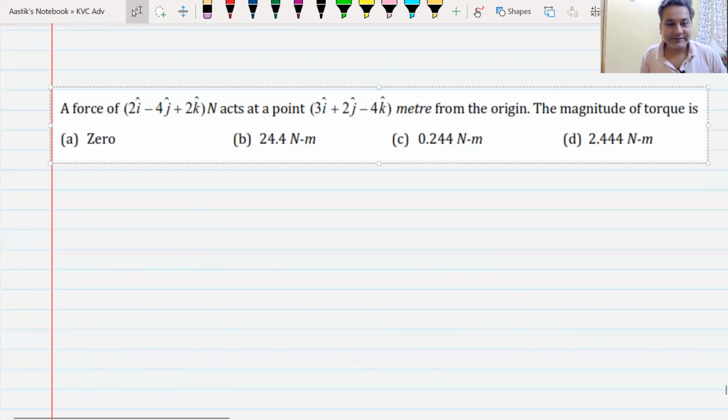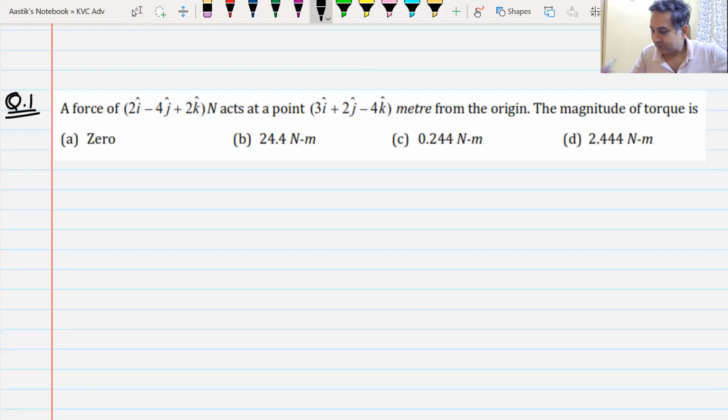So this is the first question. A force acts at a point from the origin. What is the magnitude of torque about the origin? Let's see who gets me this one. They're asking you the magnitude of the torque, my dear friends. Simple questions are going to come in the exam. Please trust me on that.